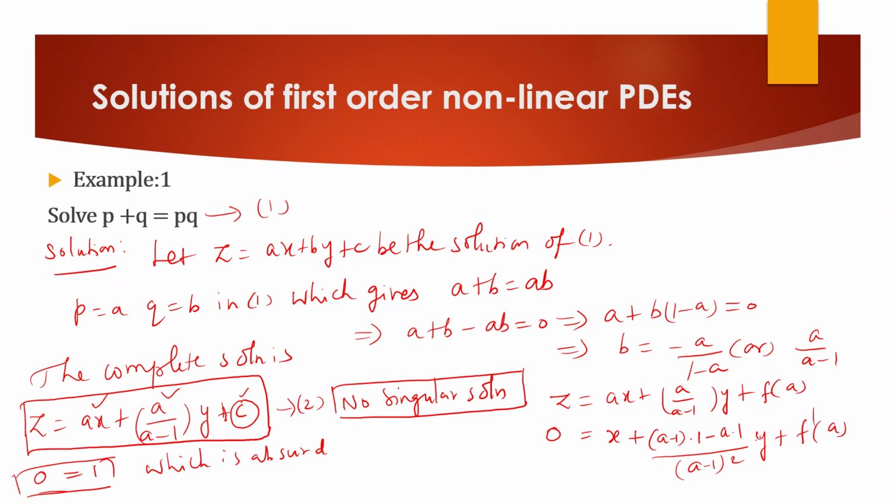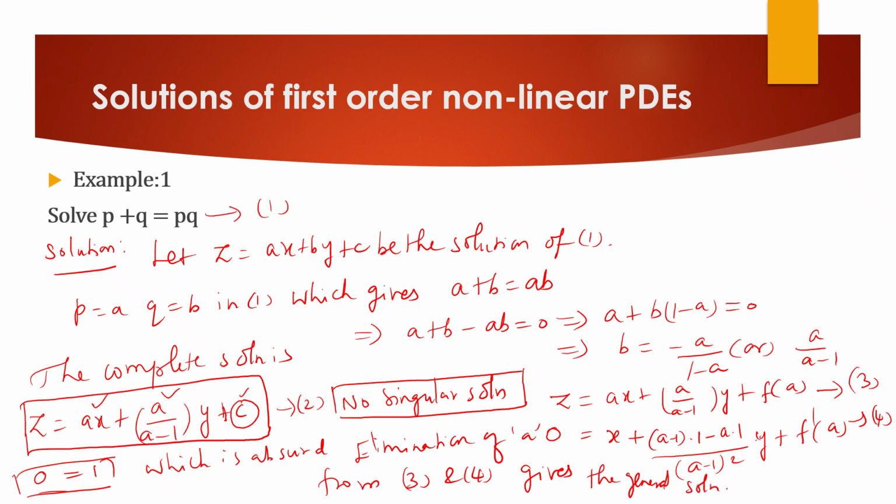So now elimination of a from these two equations gives the general solution. So elimination of a from 3 and 4 gives the general solution.